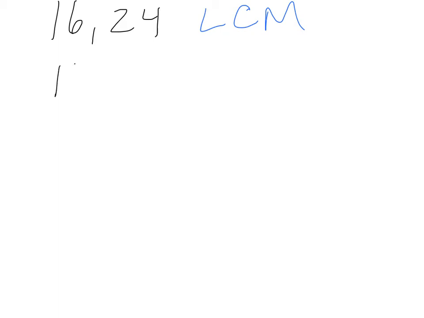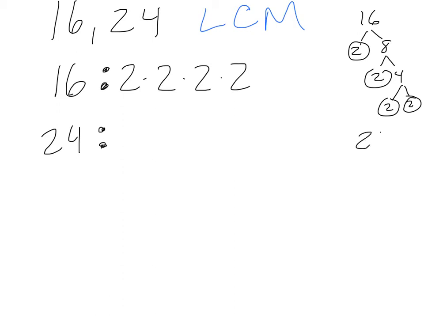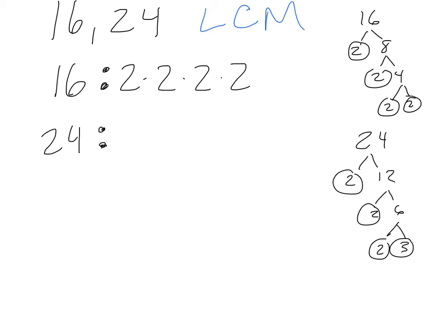I bet you can. Simply write the prime factorization of 16, same with 24, and we'll see where to go from there. Prime factorization of 16, 2 with 8, 2 with 4. Okay, so 16's factorization is just a bunch of 2's, 2 times 2 times 2 times 2. 24, prime factorization, 2 with 12, 2 with 6, and then 2 with 3. Cool. So we've got 2 times 2 times 2 times 3.